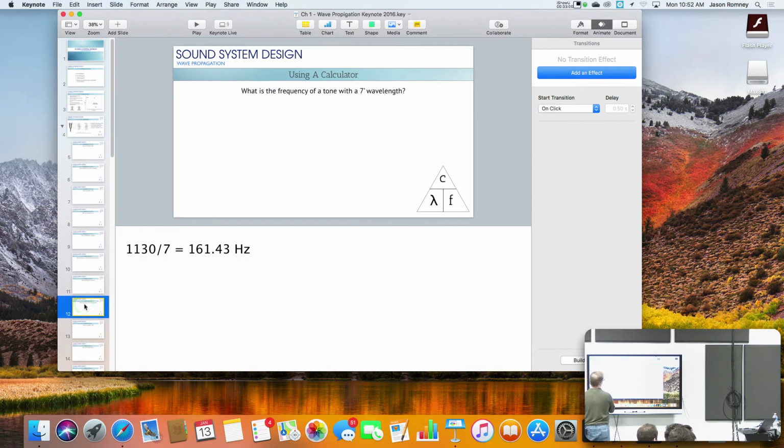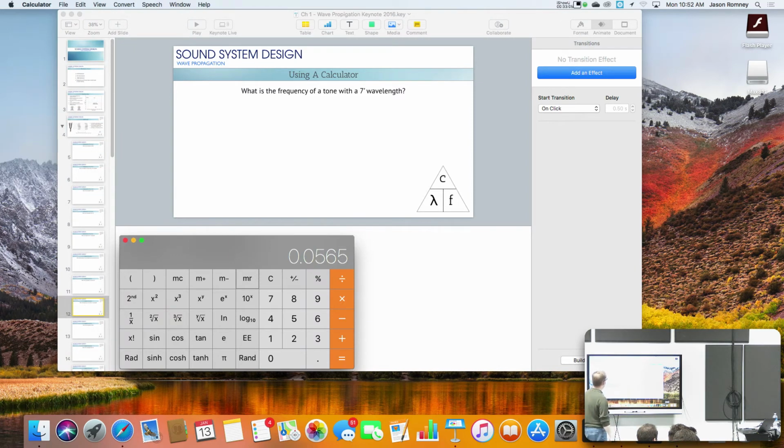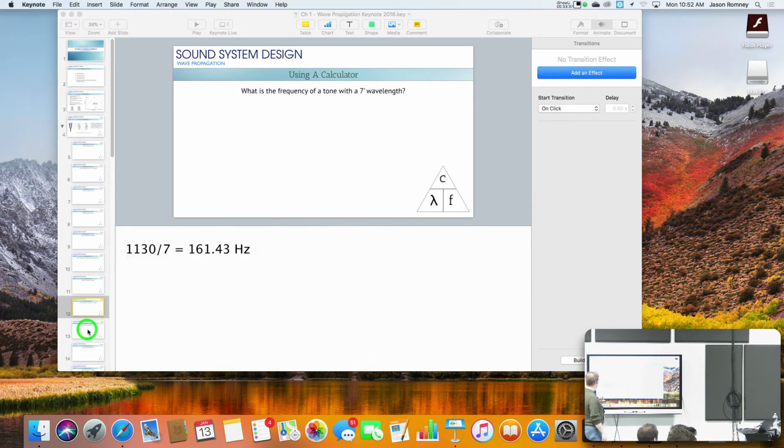Let's see what our next one is here. Okay, so frequency, we'll have a 7-foot wavelength. So 1,130 feet per second divided by 7. We get 161.43 hertz. I usually prefer to round to 2 decimal places for the frequency, just because there's not a whole lot of useful information after that as far as sound is concerned. So 7-foot wavelength is 161.42 or 43 hertz. Make sense? Let's try another one.